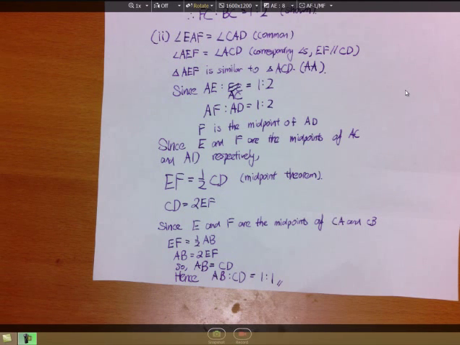It's a slightly more complex question, so do take some time to actually look through the question and think through the logic or why I did certain things to prove that AB is to CD is equal to 1:1.